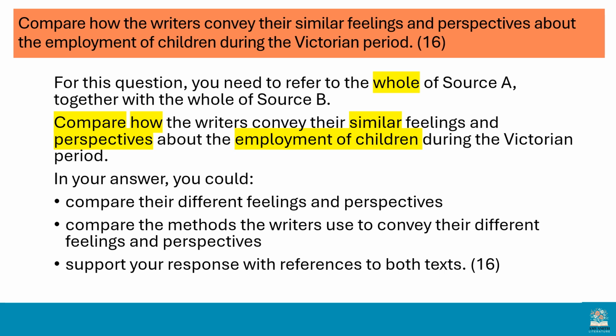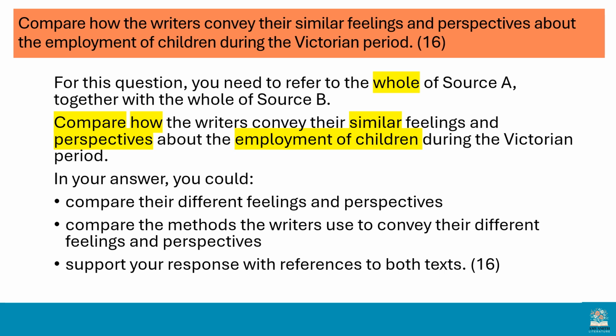Then it says, compare how the writers convey their similar feelings and perspectives. Now, the question could say similar, could say different. Just be careful that you read it carefully. If you write about the wrong thing, you'll sacrifice a lot of your marks. We'll talk about perspectives in a little bit more detail in a moment. Then it tells us the topic of the question, so the employment of children during the Victorian period. So that's the theme of the two extracts I've picked for today.